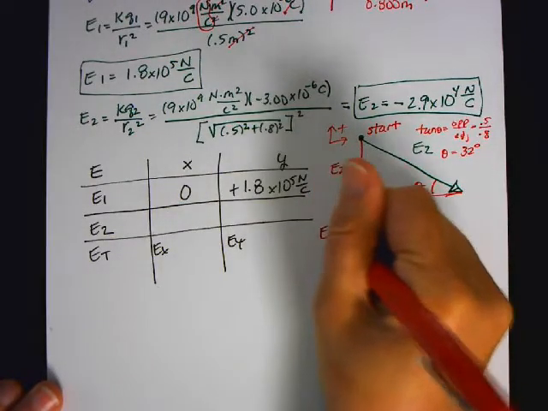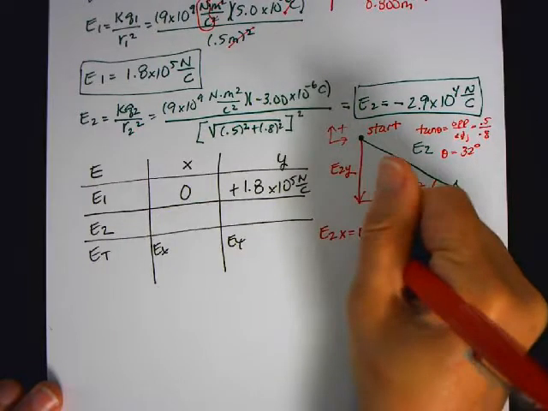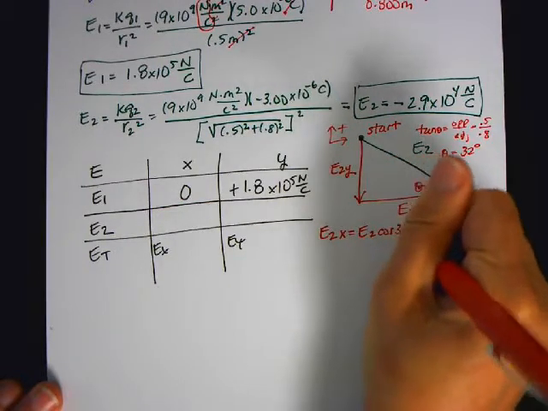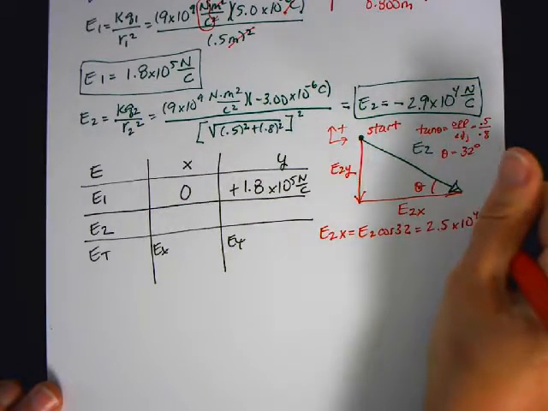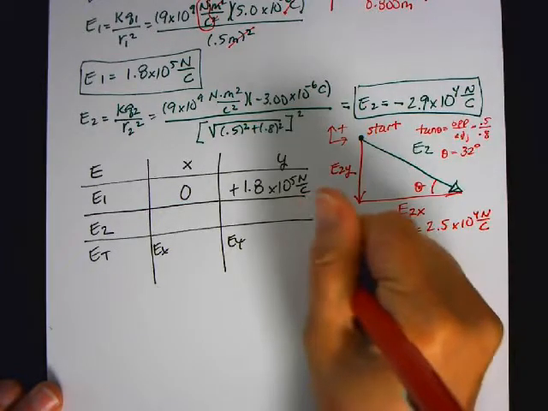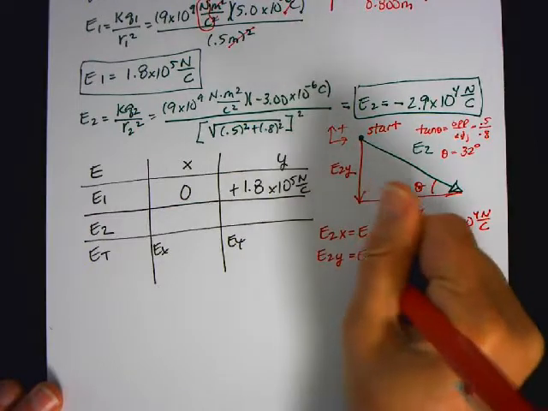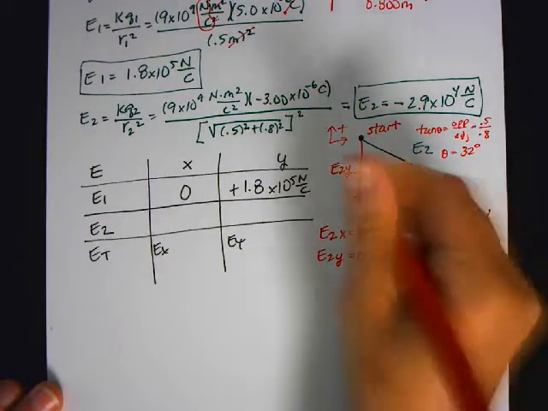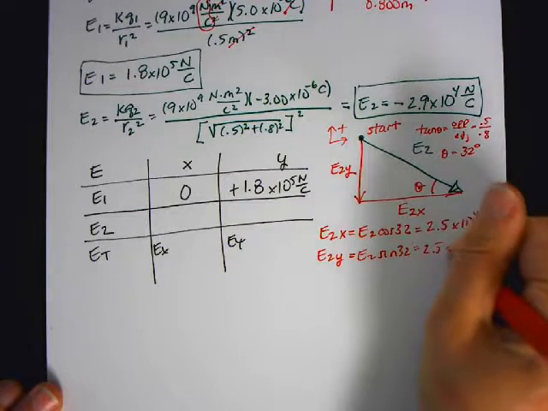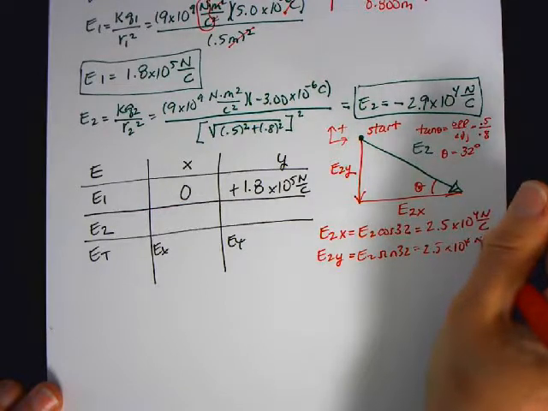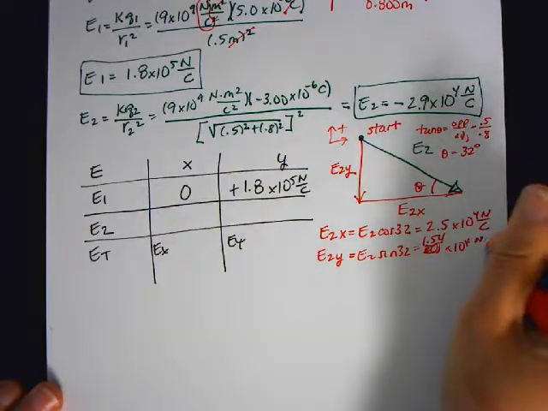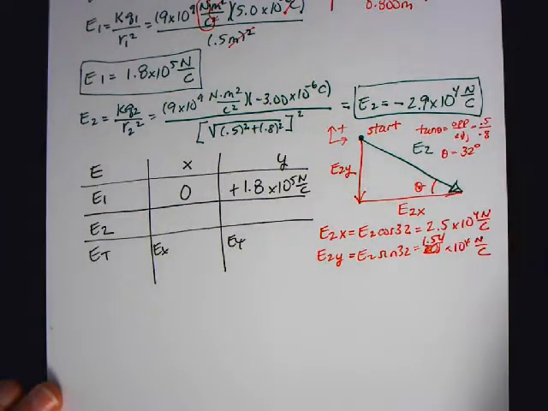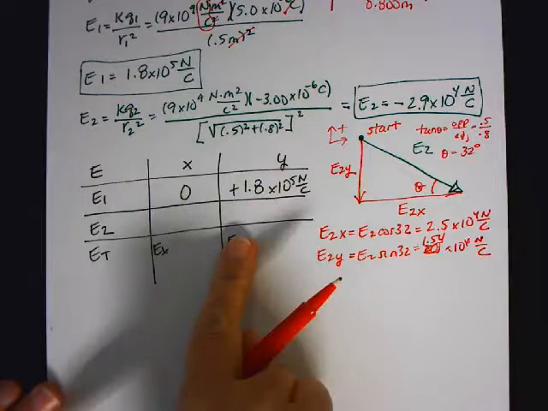So E2x is E2 cosine of 32. So this comes out to be 2.5 times 10 to the 4. And E2y is E2 sine, because it's opposite, so it's 2.5 times 10 to the 4. Oh no, sorry. 1.54 times 10 to the 4. So now I'm going to put this in my chart.